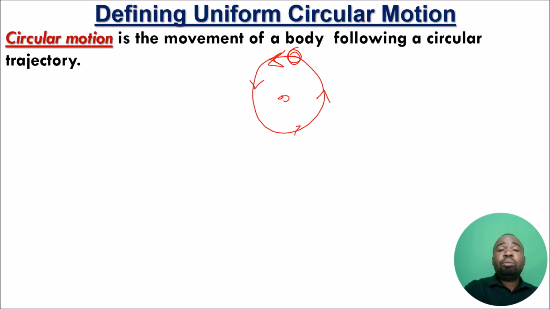For this object to revolve, it must have some speed. And because it's circular, it must be separated from the center of the circle by a certain radius. So our object is moving around a circular path, and we say it's observing circular motion.